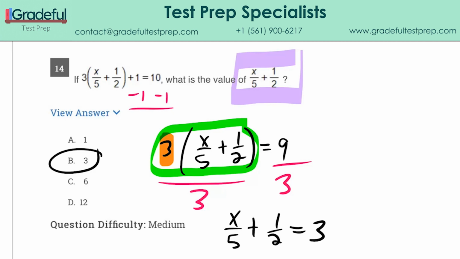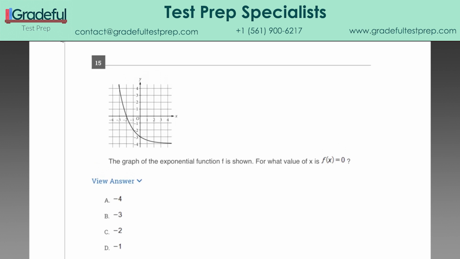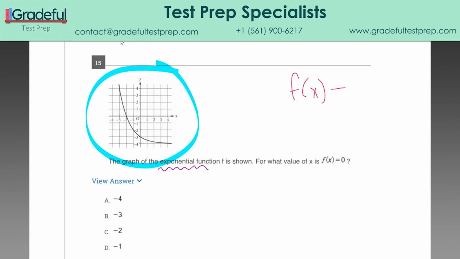number 14 is B. Question 15 is an easy question dressed up as a difficult one because it's talking about exponential functions and it's giving us this graph that could look very intimidating to a lot of students. But what they're really asking us about is the idea that f of x really means y. So right here they're saying, for what value of x is y equal to 0? And where do we see y equal to 0?